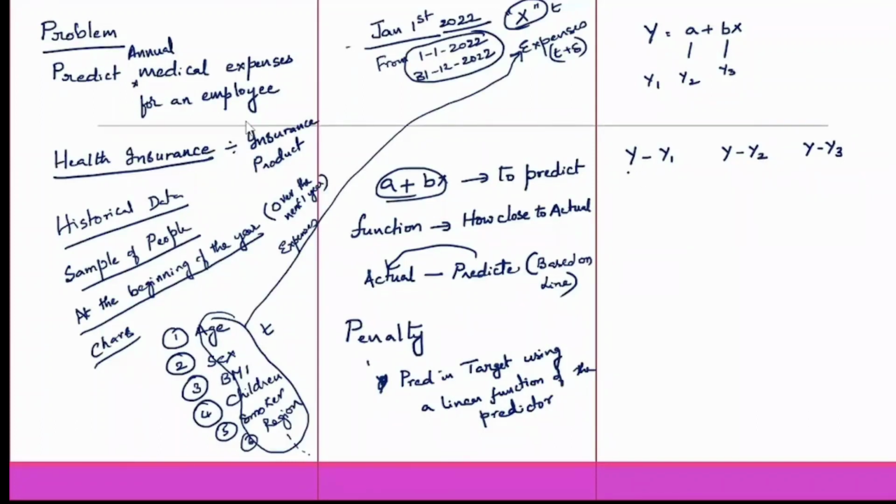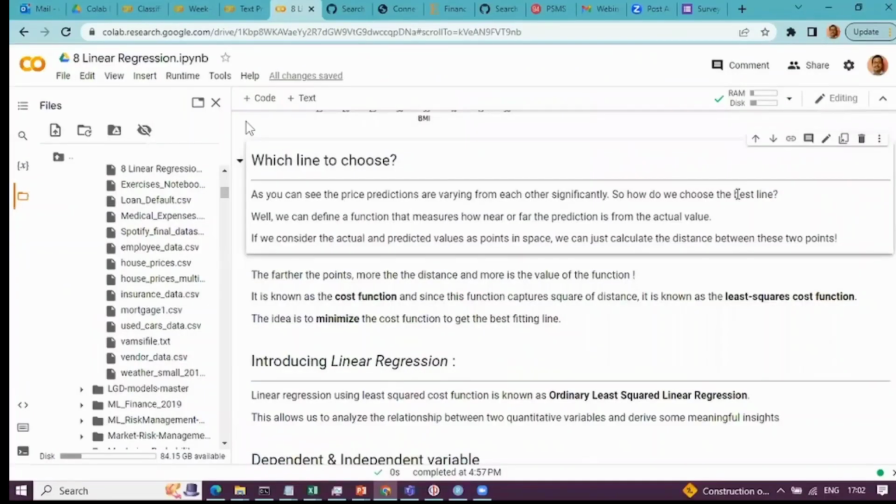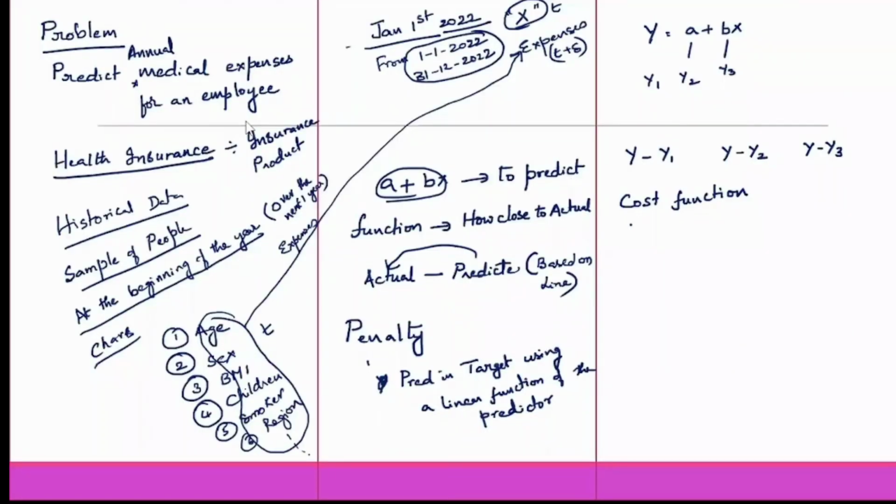Now that is what we are simply calling a cost function. The penalties, how do I capture the total penalties? That is what we are calling a cost function. And this cost function that we are using is nothing but the least squares cost function.